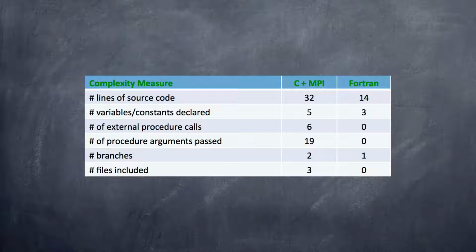That's because of the one-sided communication, where we can just go out and grab the data from the other image on the fly inside the print statement. And we have no file dependencies.